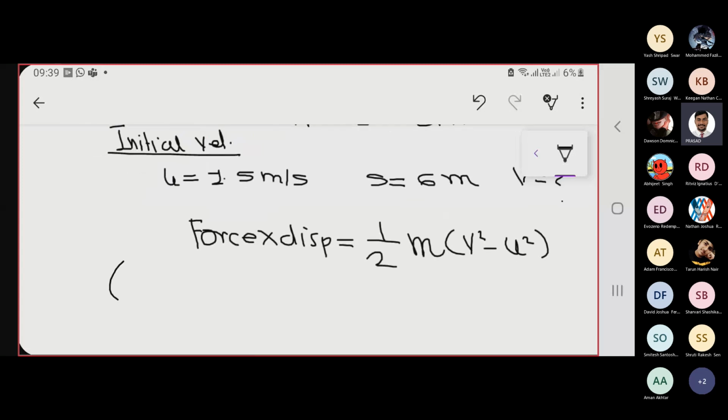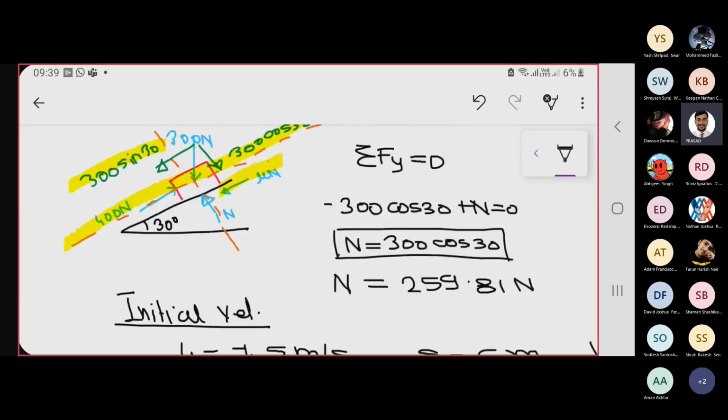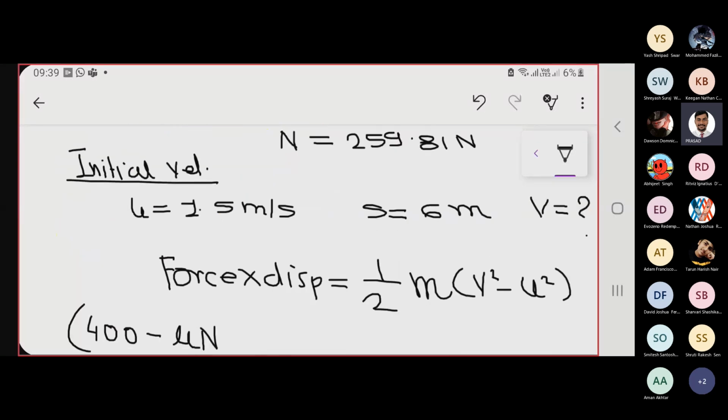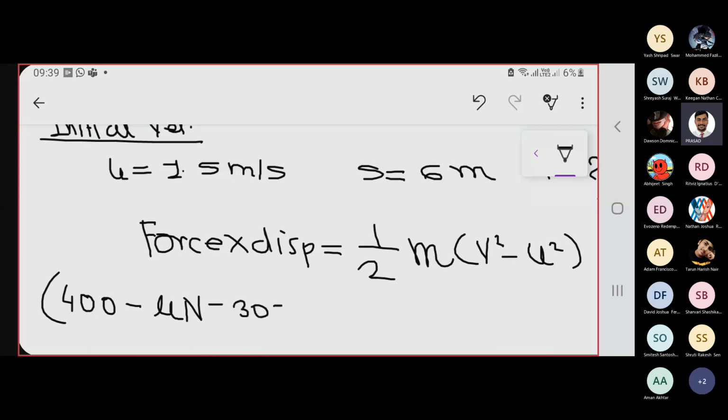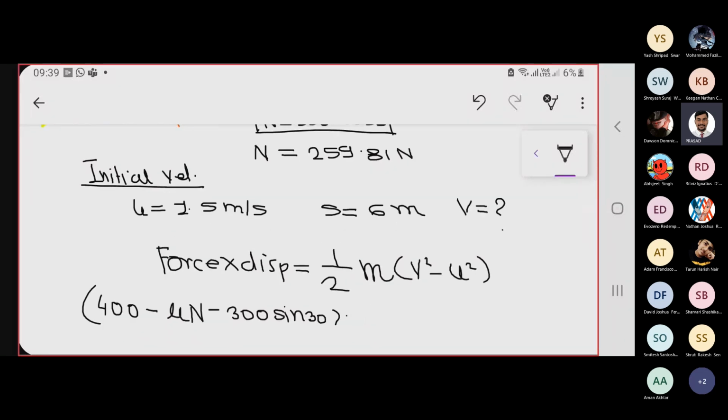Let's write those forces one by one. First is 400 Newton in the direction of motion. Now positive and negative will be decided by the motion. If the force is in the direction of motion, then it is positive. If it is against, then it is negative. Then minus mu N, then minus 300 sin 30, into displacement. How much displacement is it? 6 meter.